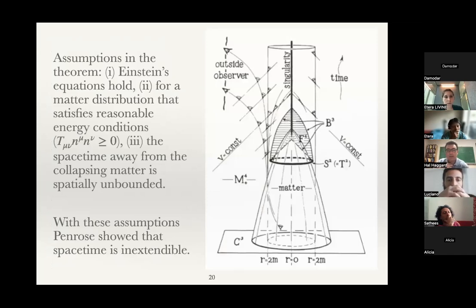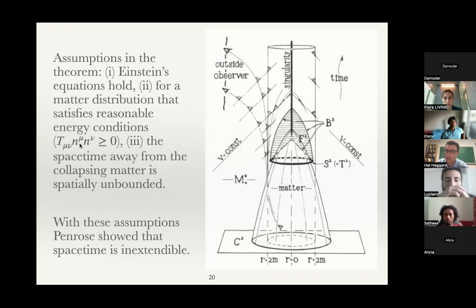So what were the assumptions? Just to make it a little bit more precise, the first assumption is that the Einstein equations hold. The second assumption is that the matter distribution satisfies some sort of reasonable energy condition. We'll talk more about how to make sense of this energy condition in the next lecture. But for now, just think of it as making sure that the energy carried by light rays is positive for any observer. So this is a very reasonable assumption. And the space-time away from the collapsing matter is spatially unbounded. So you can think of this as a black hole or collapsing distribution of matter in an asymptotically flat space-time. And with those assumptions, Penrose shows that the space-time is inextendable.